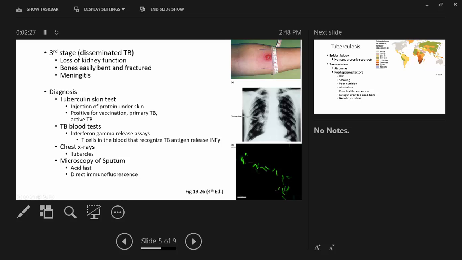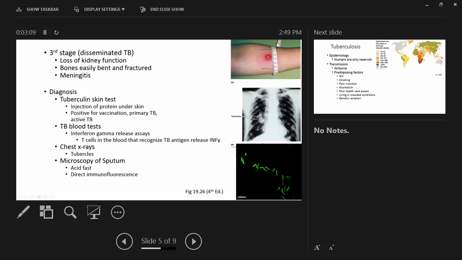But the premise that these work on is that if you have T cells in your blood sample that recognize a TB antigen, then when those T cells have been exposed to the TB antigen, they'll release interferon gamma. We didn't talk very much about interferon gamma, but that's a cytokine that's released by T cells that activates macrophages. And of course we know that macrophage activation is a really important defense against TB.